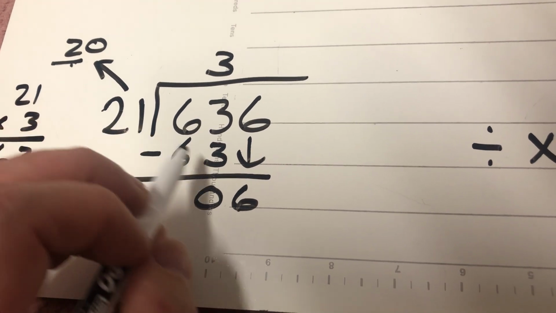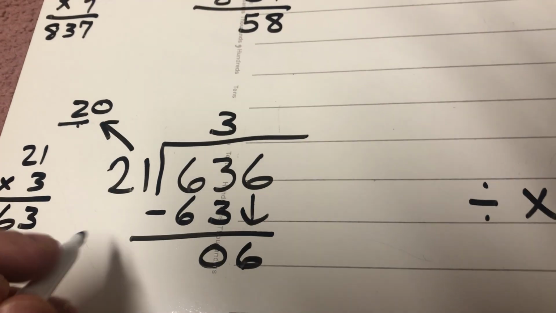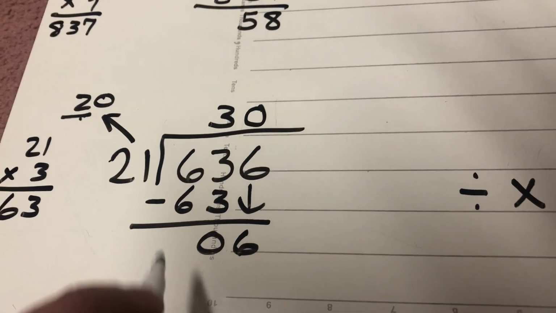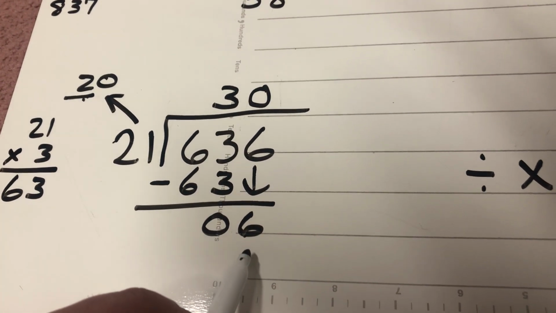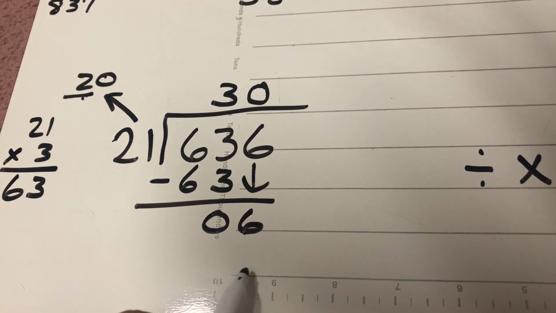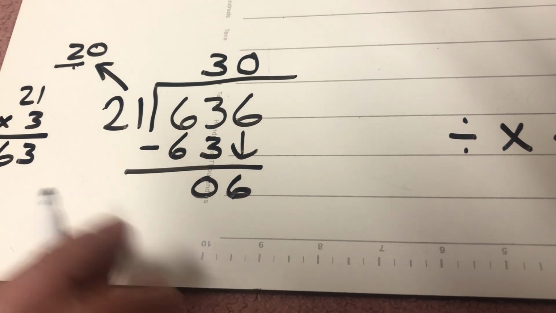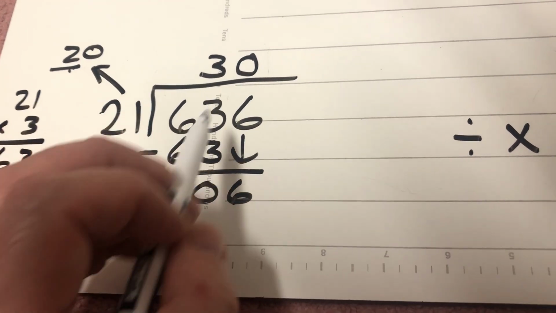21, how many times can 21 go into 6? Well, it can't. 21 cannot go into 6 because it's bigger. So I put a 0. Now if I want to, I can put 0 times 21 is 0, and then I'd have 6 minus 0 is 6. I don't need you to do that. However, if that's better for you, that's fine.